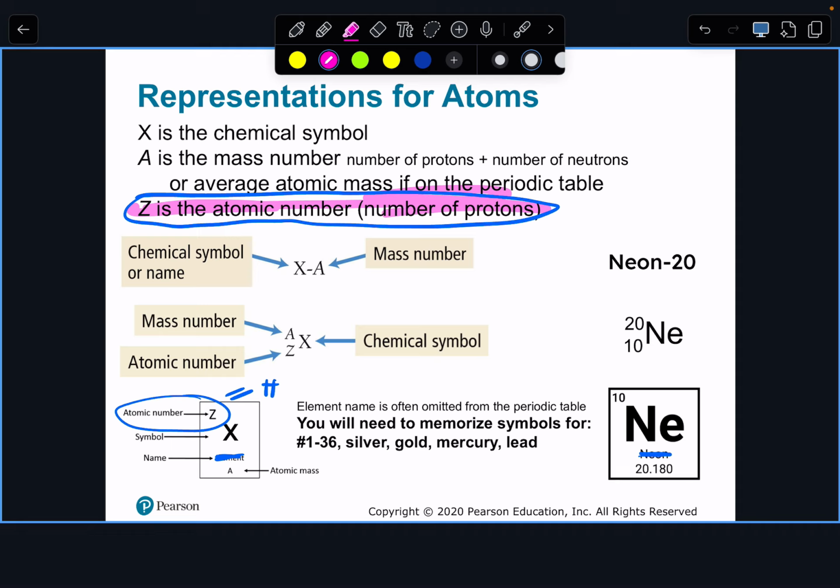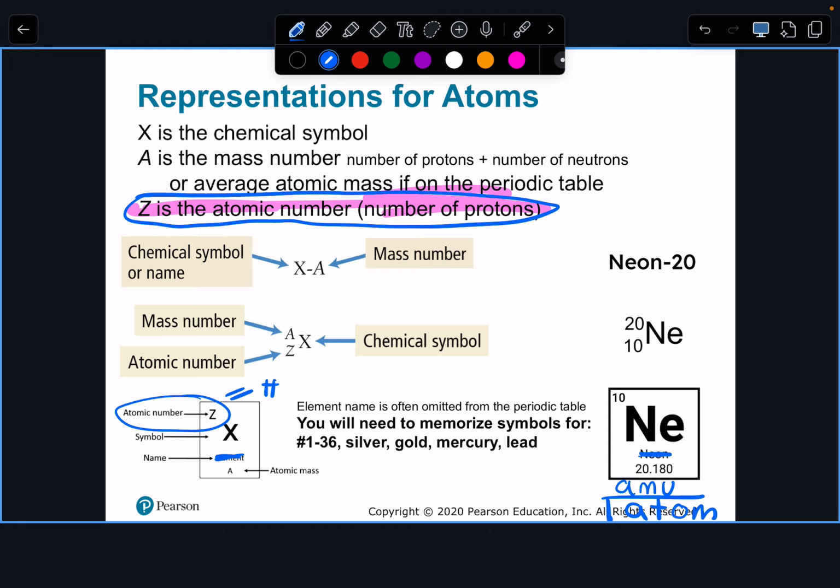The other key information that's going to be on there is the mass. It's listed down here at the bottom, and it's in units of atomic mass units, AMU for short, per 1 atom. So 1 atom of neon has a mass of 20.180 atomic mass units.